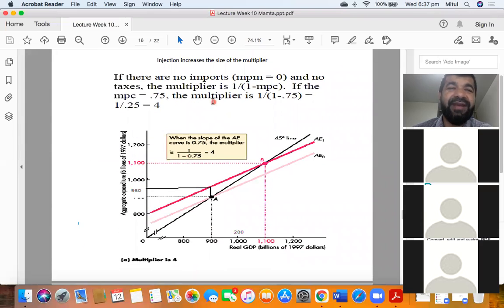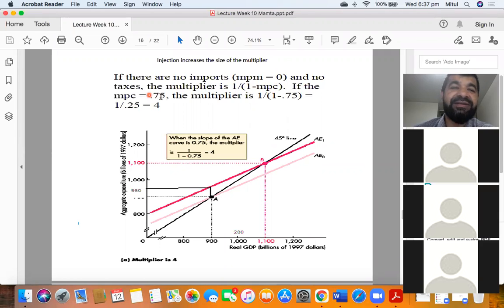Okay. If there are no imports, MPM is equal to 0, and no taxes, the multiplier is 1 divided by 1 minus MPC. So that's the formula actually. So the multiplier will be equal to 1 divided by 1 minus MPC. What is MPC? Marginal propensity to consume.